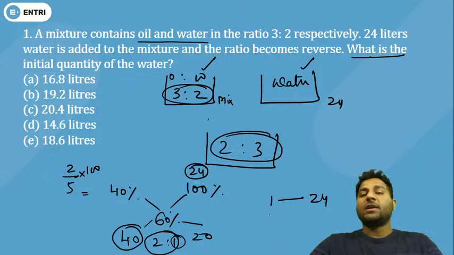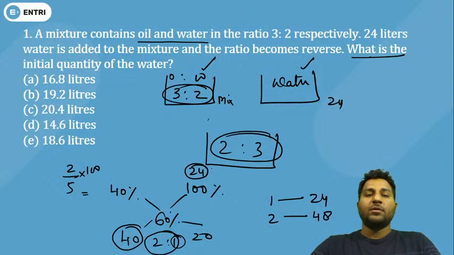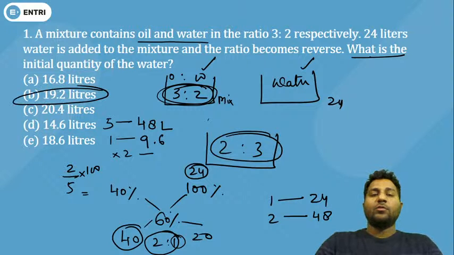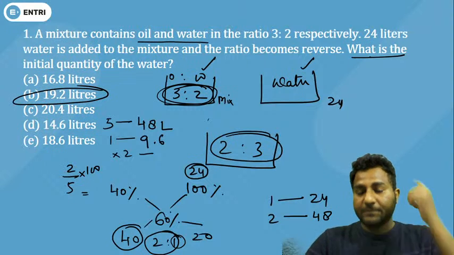Let's find out the initial mixture. So 2 equals 48, and if 48 liters is equal to the initial mixture, which is 5 units, then one unit is 9.6. So let's multiply with 2 to get the value. That means 19.2 will be the correct answer.